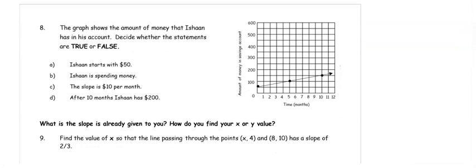In number 8, the graph shows the amount of money that Isham has in his account. Decide whether the statements are true or false. Isham starts with $50, which is true. That's the y-intercept.